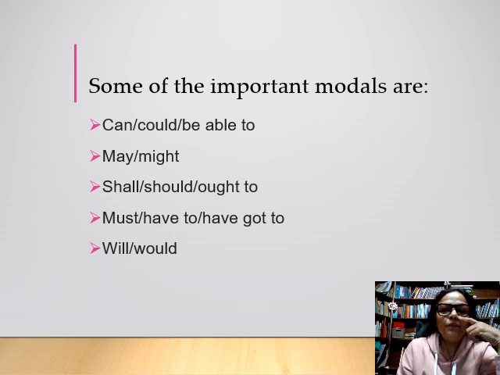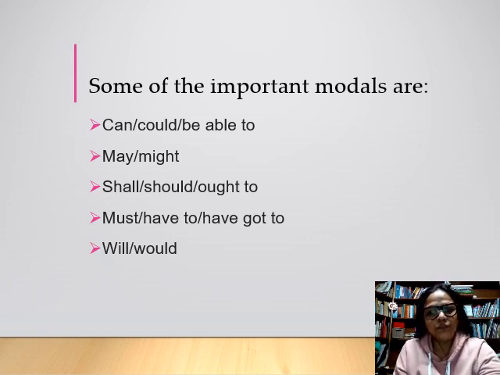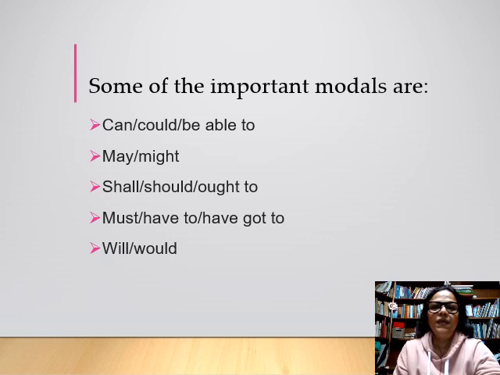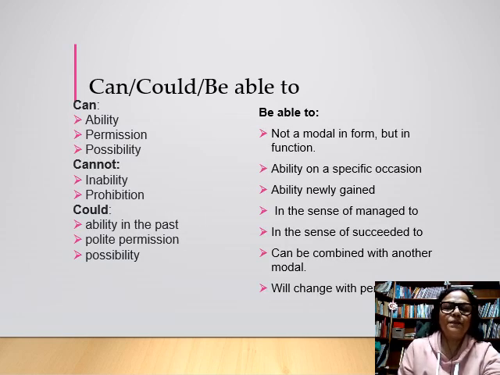Now, some of the important modals, as you can see, are can, could, be able to. They denote ability, possibility, and we will explore all these later on. Then there's may and might. Then there's shall, should, ought to, which is about suggestion, about moral obligations. Then must, have to, have got to. Again, they are modals, but have to and have got to are not modals in form. They are only modals in function. Then we have will, we have would.